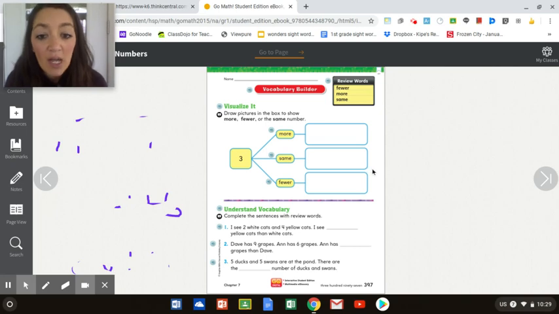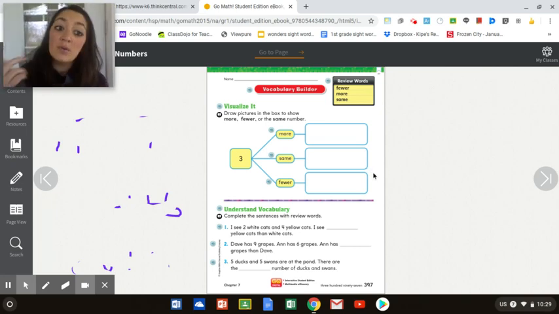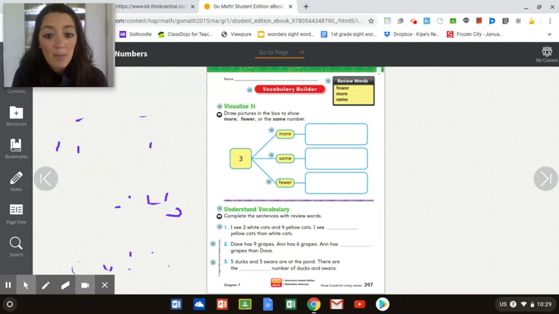Okay, so now it's talking about vocabulary. We talk about vocabulary in our reading. Now we're talking about vocabulary in our math because we also need to know the meaning of words in our math as well. So it says draw a picture in the box to show more, fewer, and the same.